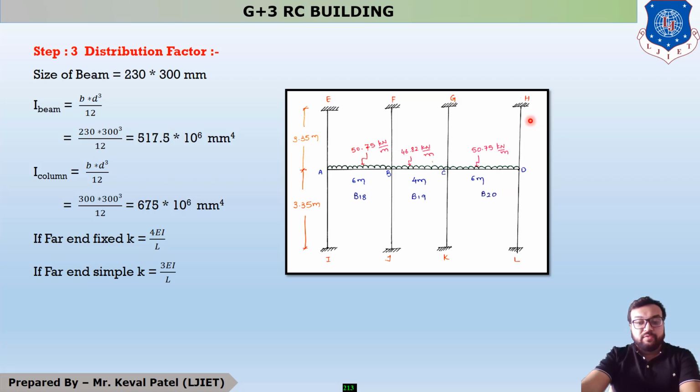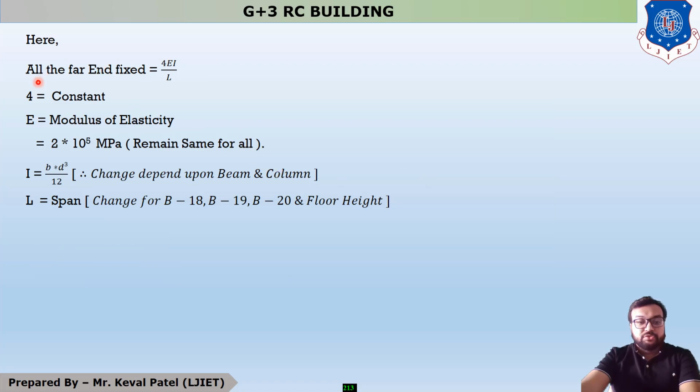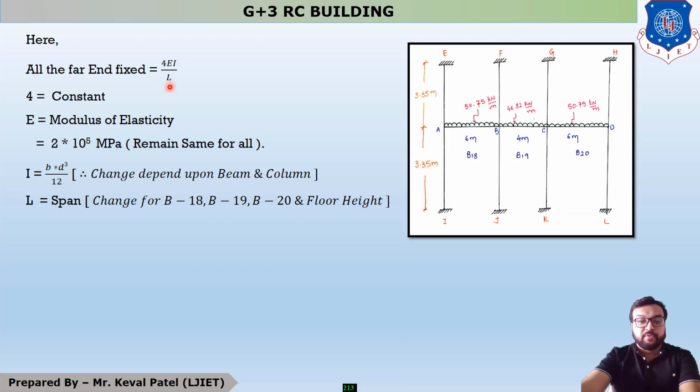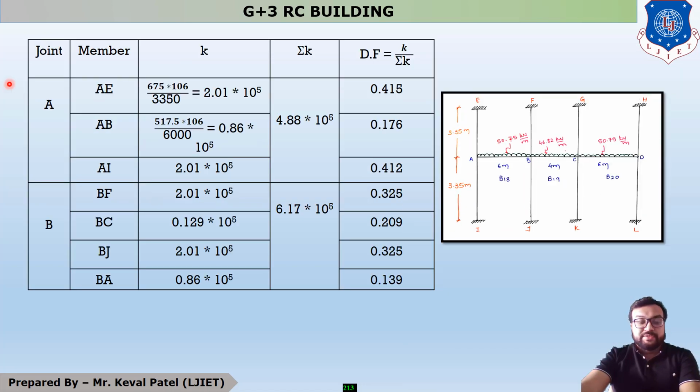Okay, so now we are moving further to the distribution table. So this is the calculation that in all the ends are fixed, in which 4 is constant, E is also constant. So our equation remains as I upon L. Okay, so you can see that from A, that is 3 joint. A joint, from A joint, that is 3 members, AB, AE and AI. So your AE is column.